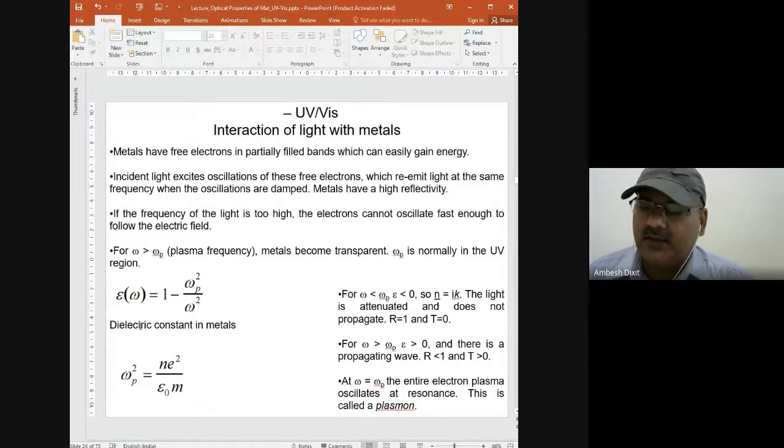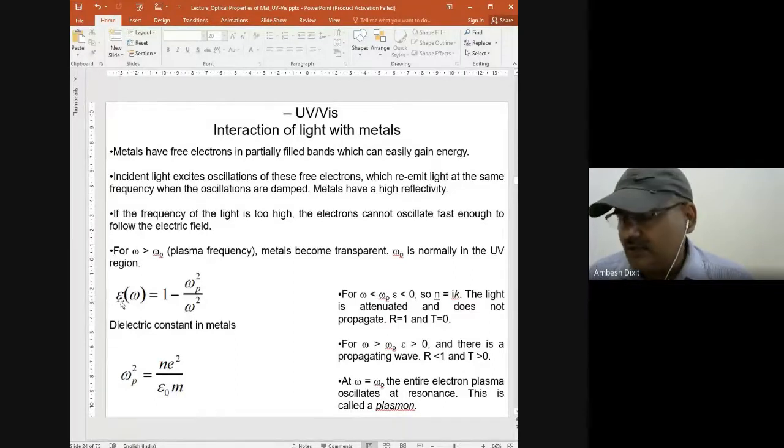I am taking the liberty that all of you might be interested in where I am getting this from. Very simple: solving the Maxwell equations for interaction with matter. This has been solved in the optical properties of solids chapter in Kittel's solid state physics book. So this is the dielectric constant.